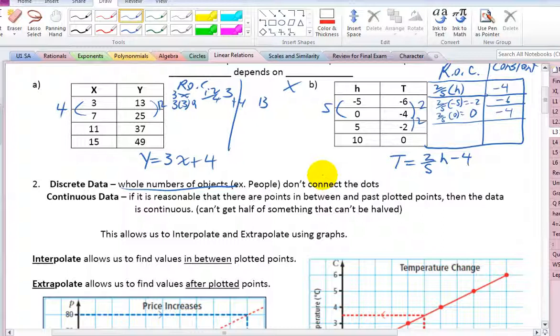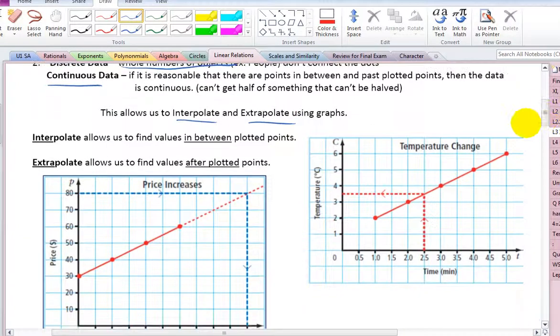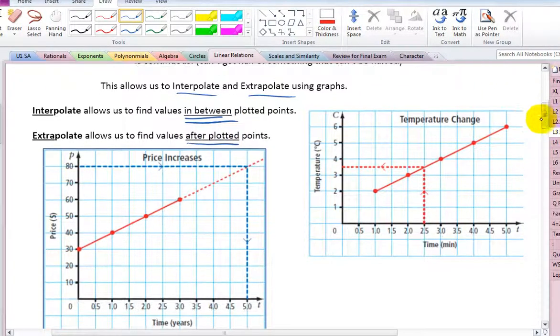Continuous data, it's reasonable to have points in between and past plotted points. Okay, so for example, measuring in meters. It makes sense to have points above and below 1 and 2, right? 1.1, 1.2, etc. Money as well, you can have change, okay? So having continuous data allows us to interpolate and extrapolate using graphs. Interpolate will be find values in between. Extrapolate will find plot points after. So this is an example of interpolating.